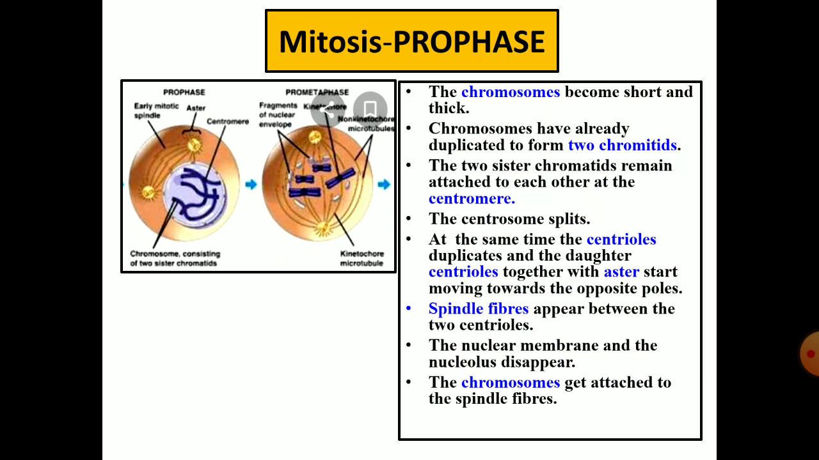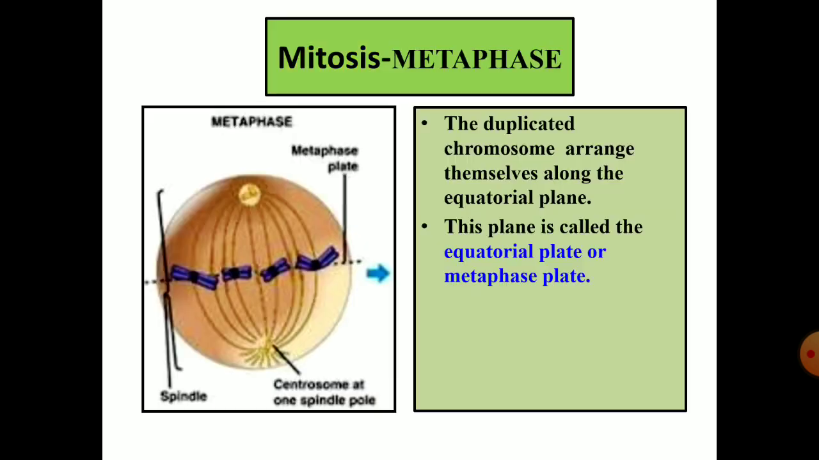At the same time, the centrioles duplicate and the daughter centrioles together with asters start moving towards the opposite poles. Spindle fibers appear between the two centrioles. The nuclear membrane and the nucleolus start disappearing, and by the end of prophase, they disappear. The chromosomes get attached to the spindle fibers. As soon as the chromosomes attach to the spindle fibers, it marks the end of prophase.